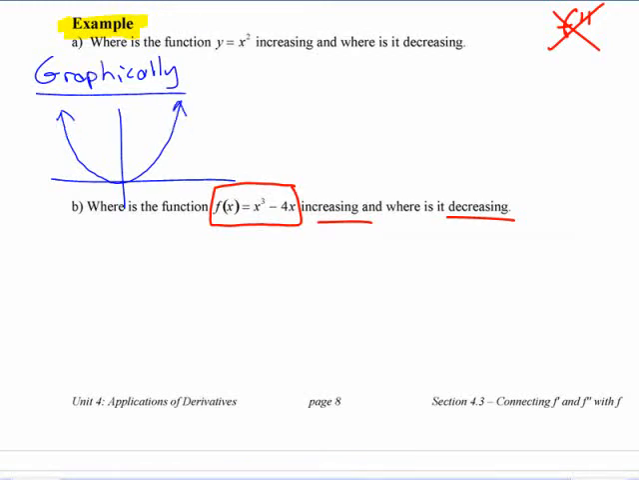Okay? So what you could say graphically is you could say it is increasing for, sorry, not increasing, I put it on the wrong side. It is decreasing for x less than 0. It is increasing for x greater than 0, right? There's two parts here. It's increasing there. It's decreasing there.